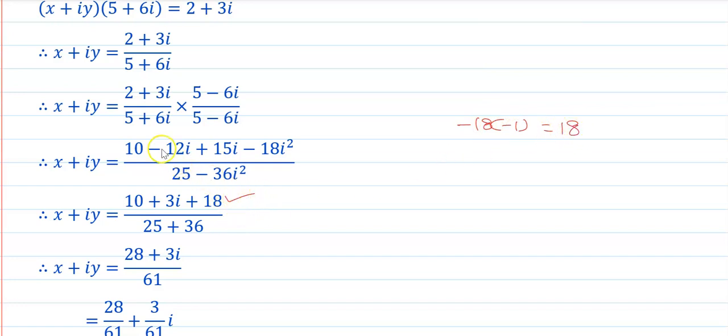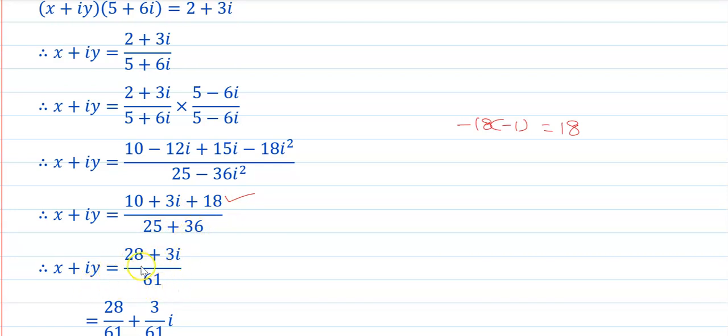Minus 12i plus 15i, you will get 3i. 10 plus 3i plus 18. 10 plus 18, 28 plus 3i. 25 plus 36, you will get 61.